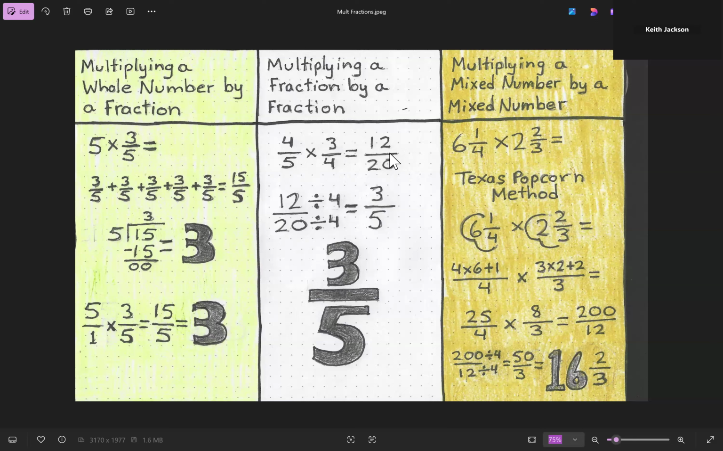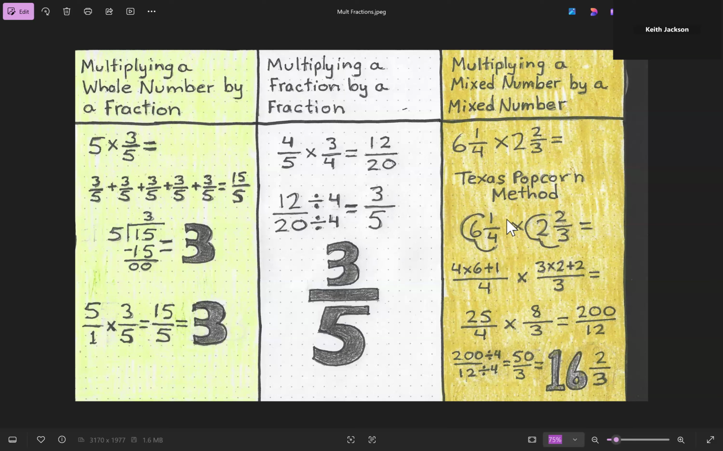And we can simplify this fraction by dividing both the numerator and the denominator by 4, because 4 is a factor of 12 and 4 is a factor of 20. And 12 divided by 4 will give us 3, and 20 divided by 4 will give us 5. And as you can see, our answer will be 3/5 right here.